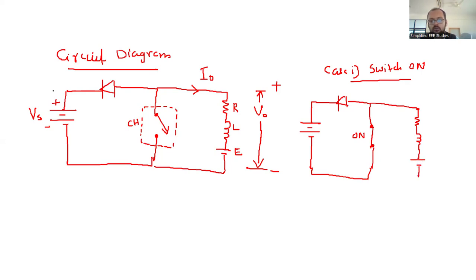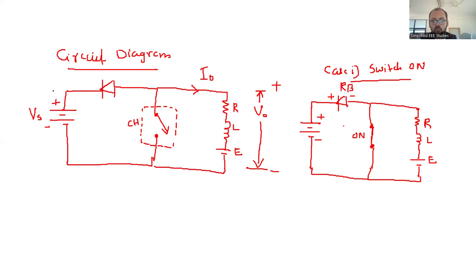Switch is on, so we complete the path through R L E. We got a closed path. Now, what about the condition of the diode? The diode is getting reverse biased. Why? Because positive comes over here, negative comes over here. So it will act as reverse biased and remain an open circuit.